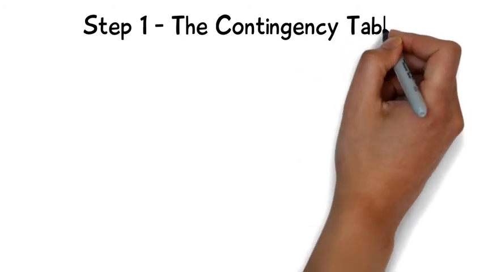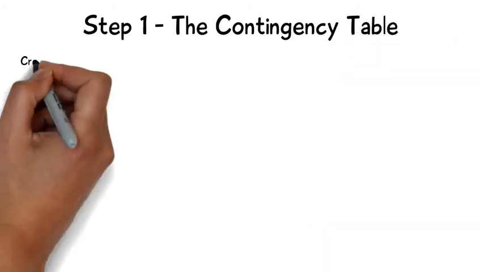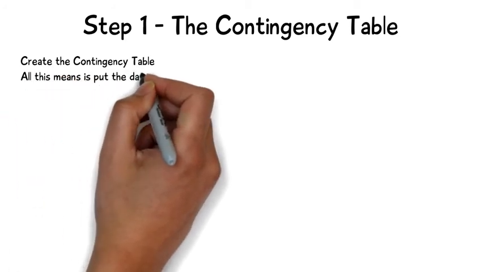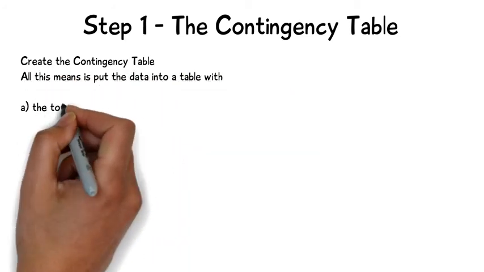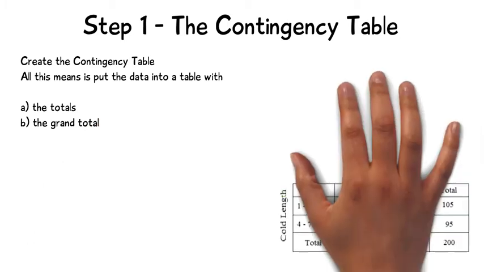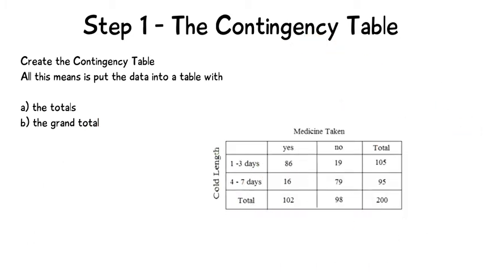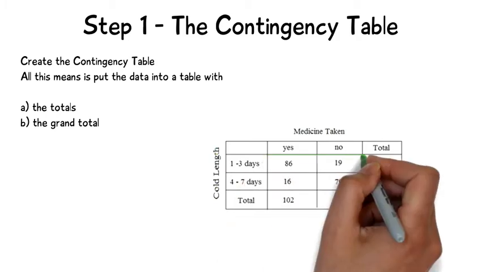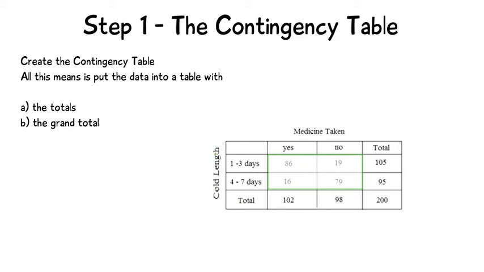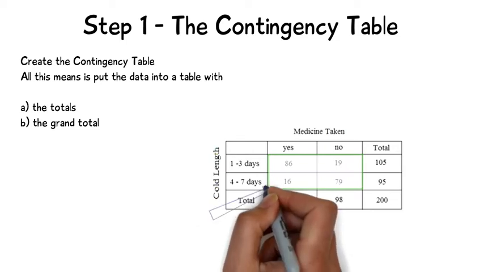So this is creating something called a contingency table, which is a posh word for something that's actually fairly straightforward. All it means is put the data into a table with, first of all, your totals, and secondly, your grand total. So let's have a look at that. There we go. So here we've got our totals and our grand total. And what I'm just drawing here is the actual data bit.